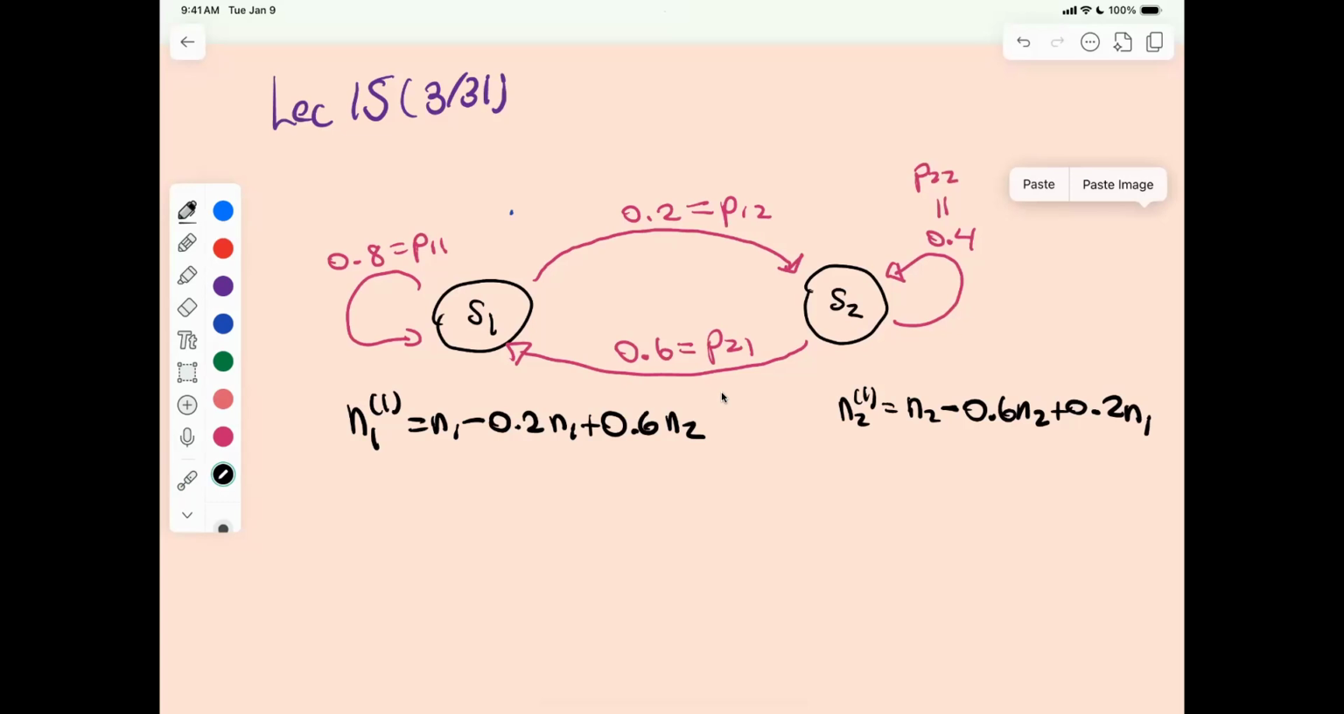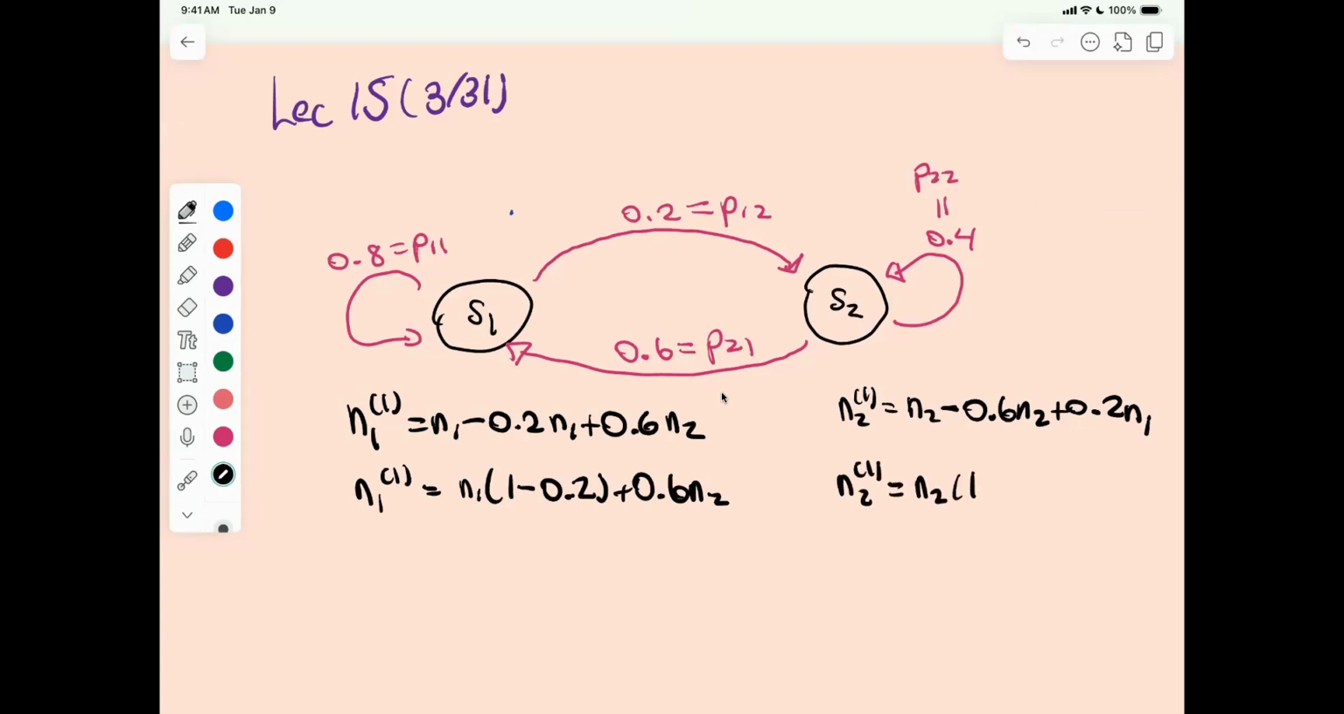And so now to find the formula in a nicer way, you just have to play with these equations. Because the first one, if you factor out an N1 here, you get 1 minus 0.2 plus 0.6 N2. And similarly, in the other one, if you factor out an N2, you get 1 minus 0.6 plus 0.2 N1.